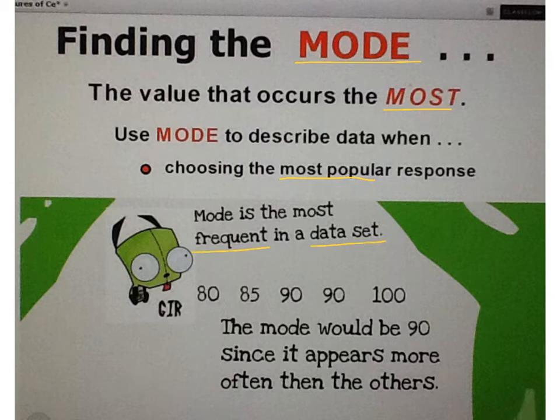So in our data set of 80, 85, 90, and 100, which number occurs the most? Well, the mode would be 90 since it appears more often than the others.